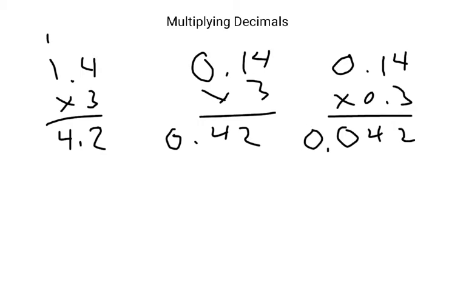Let's take a look at one more advanced example that doesn't have a 14 and a 3 in it. 7.1 times 0.3. So we're going to do 3 times 1 is 3, 3 times 7 is 21. Count the decimal places, 1, 2. Count over from behind the 3 and go over 1, 2, and put that decimal in.